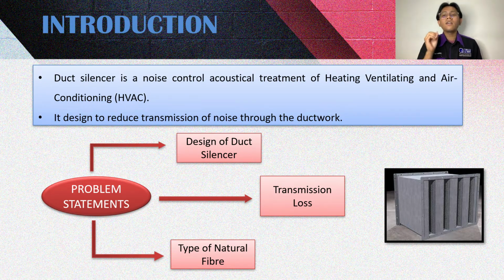I have 3 problem statements in this project. First, I need to design the DUCT silencer for this project. The second point is I need to find which natural fiber is suitable to use in this project. And lastly, the transmission loss. This is a parameter that I need to measure during this project.